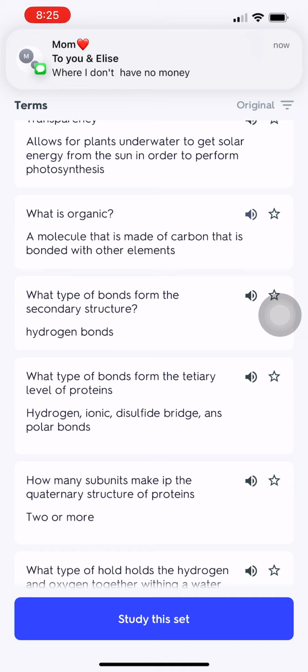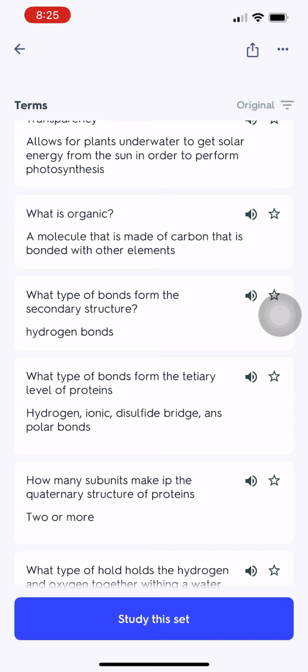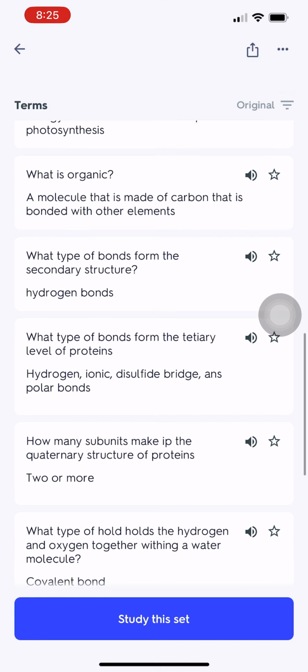What is organic? A molecule that is made of carbon that is bonded with other elements. What type of bonds form the secondary structure? Hydrogen bonds.